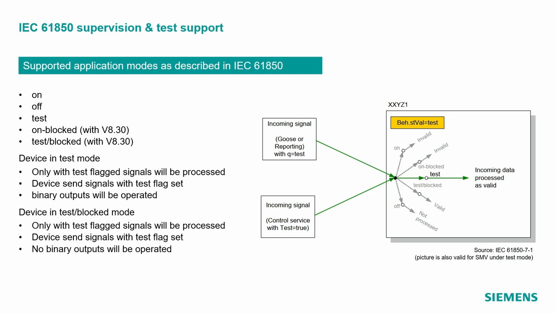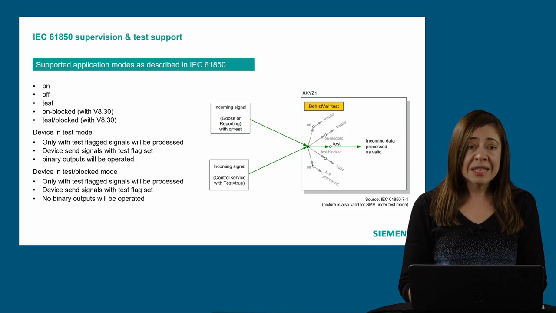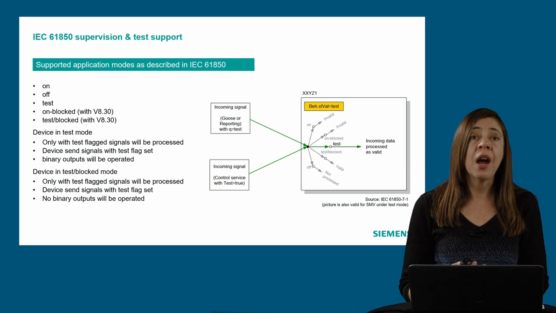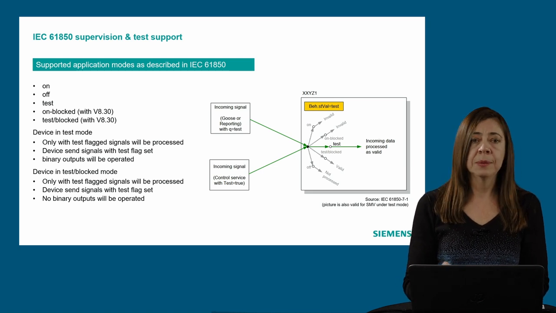When the device is in test mode, only the test flag signals are processed. All the outgoing signals are marked with this flag as well, and the outputs are operated. If the device is in test block mode, the behavior is similar, but the outputs are not activated.